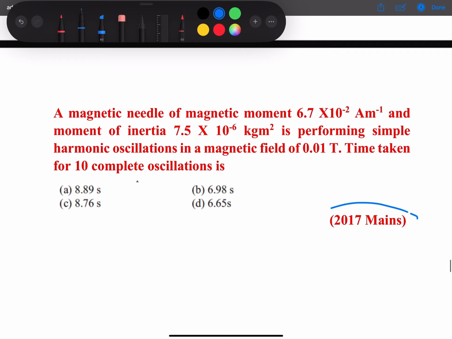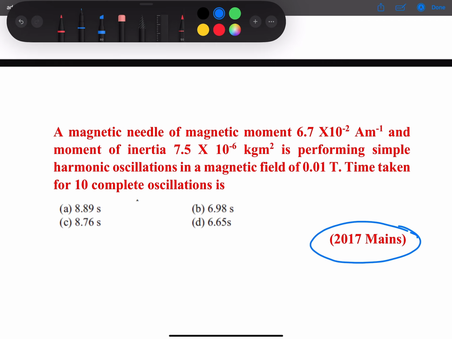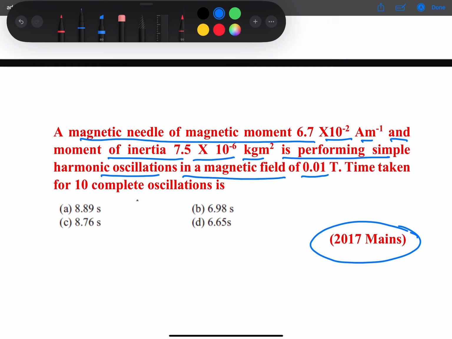Now this one was asked in the year 2017 mains, and it states that a magnetic needle of magnetic moment 6.5 into 10 to the minus 2 ampere per meter and moment of inertia 7.5 into 10 to the minus 6 kg meter square is performing a simple harmonic motion in a magnetic field of 0.01 Tesla. Time taken for the complete oscillation is.